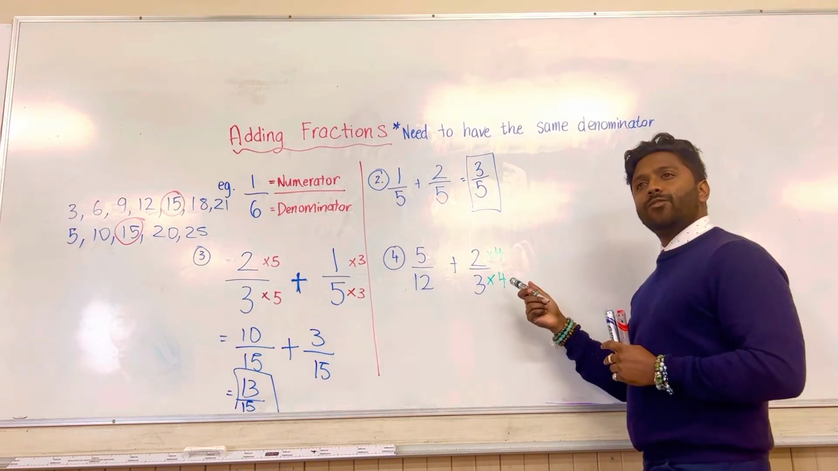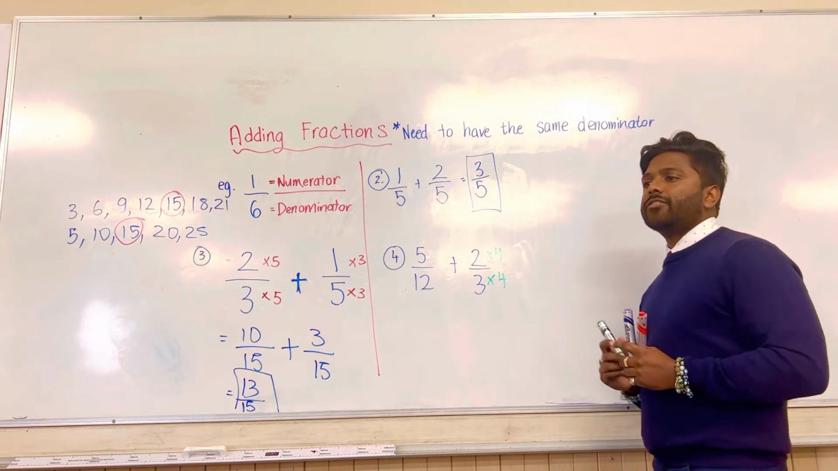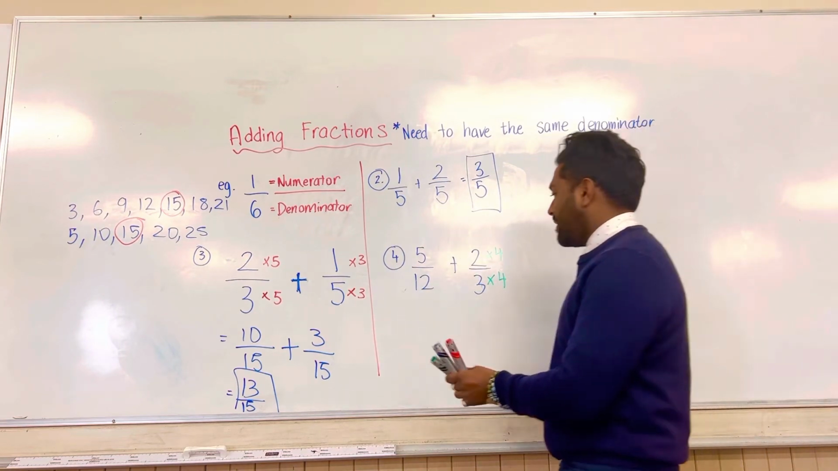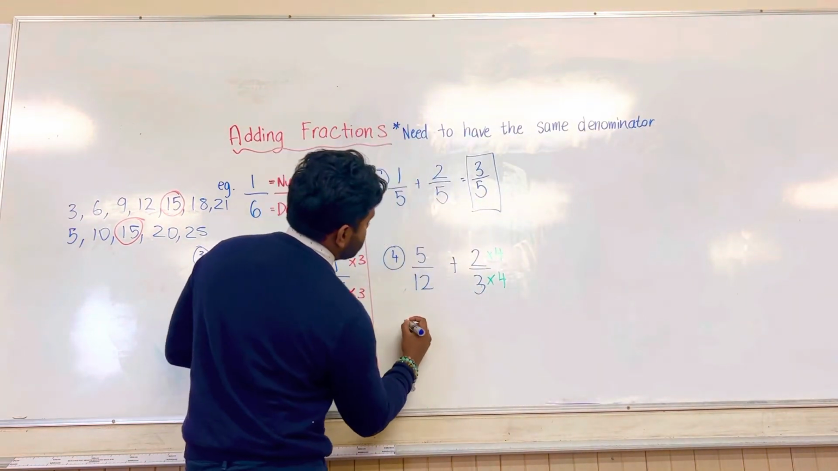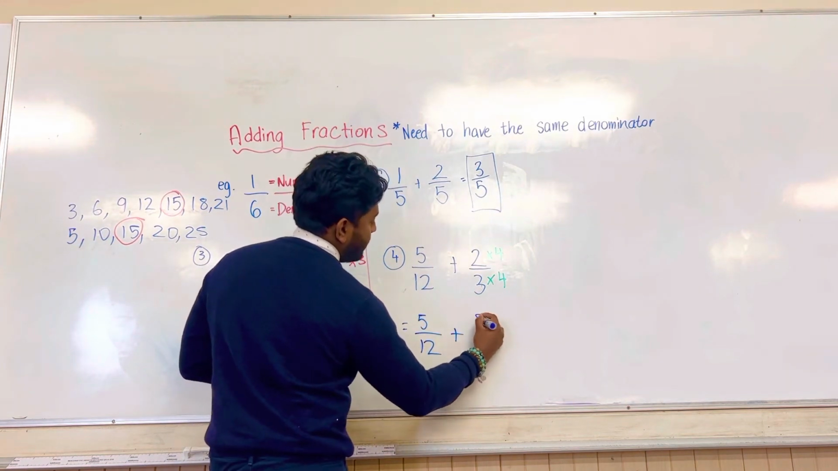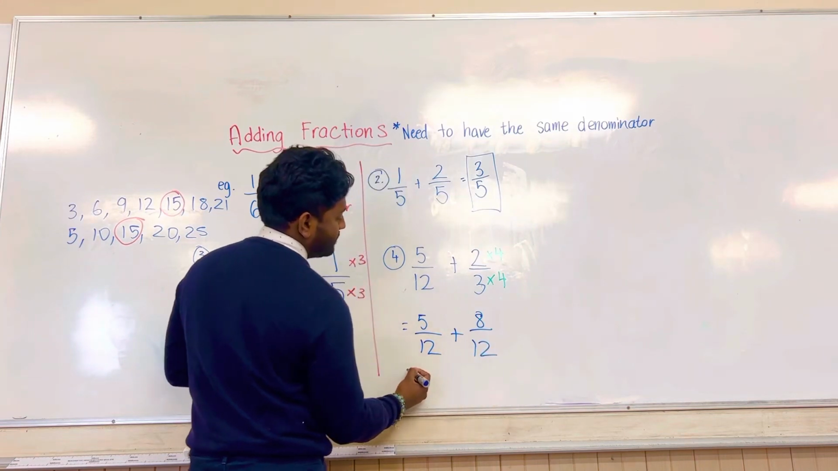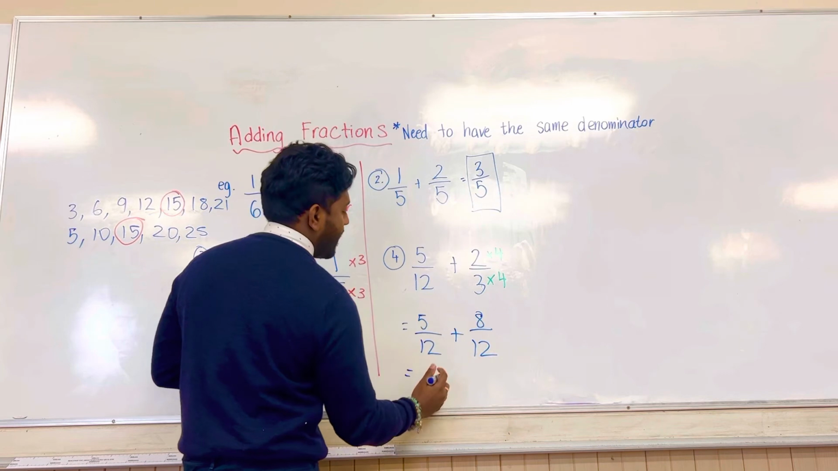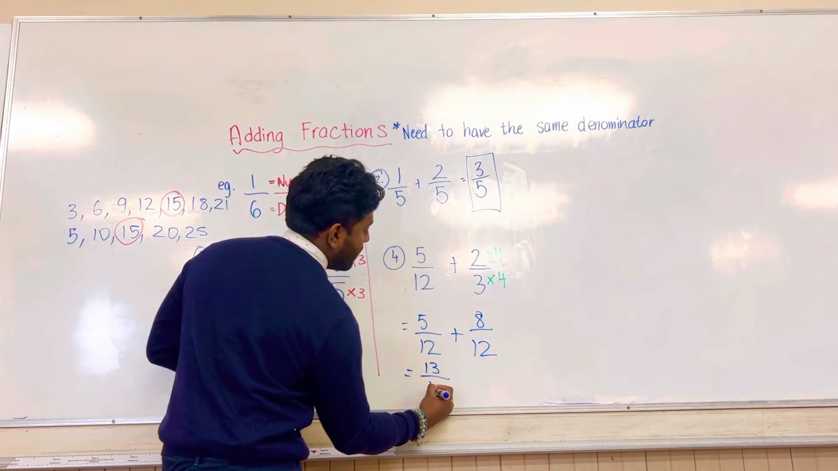Once that becomes 12, can you add these two fractions? Yeah, you can. That's going to be 5 over 12 plus 8 over 12. Can you add these two fractions now? Yes, you can. 5 plus 8 is 13 over 12.